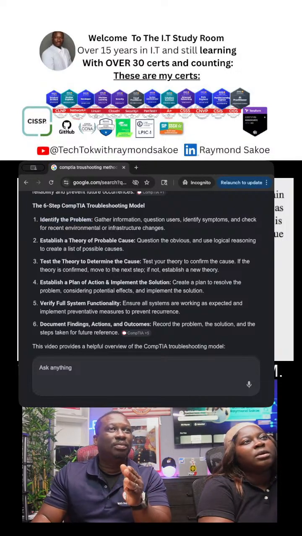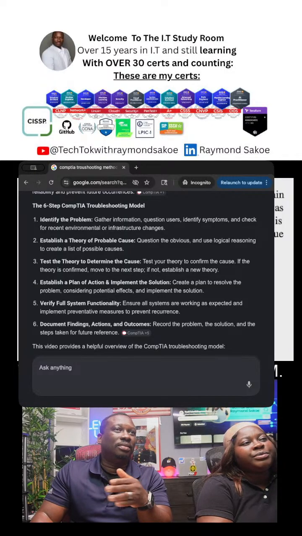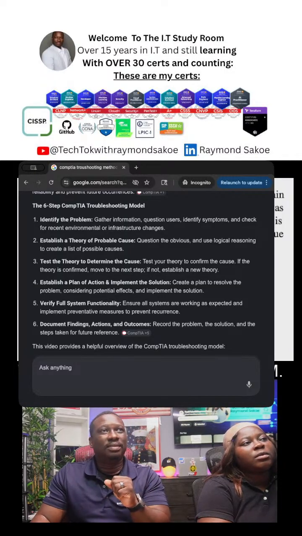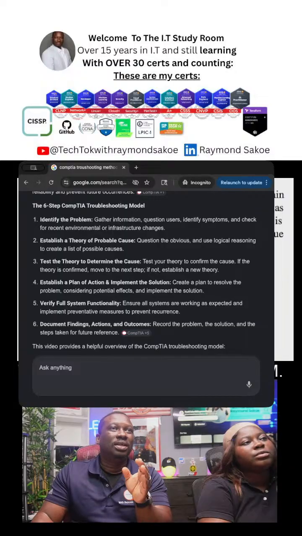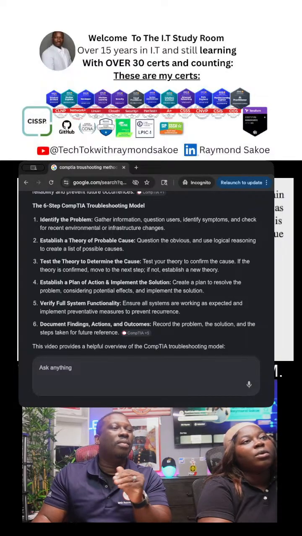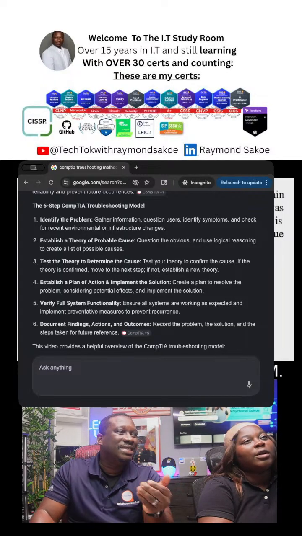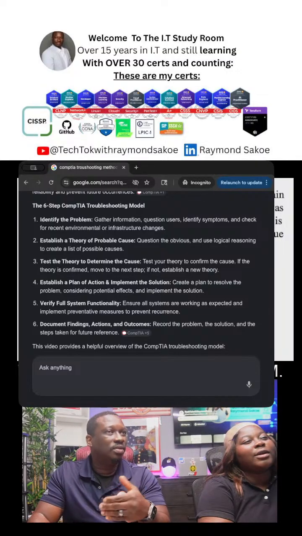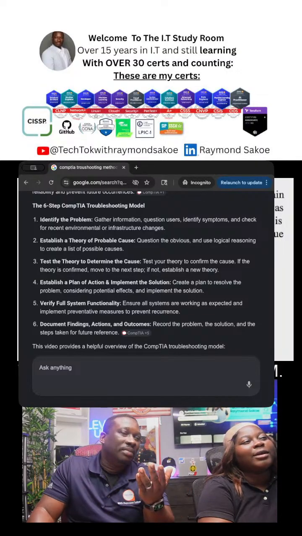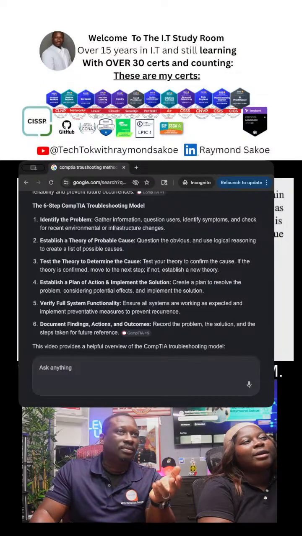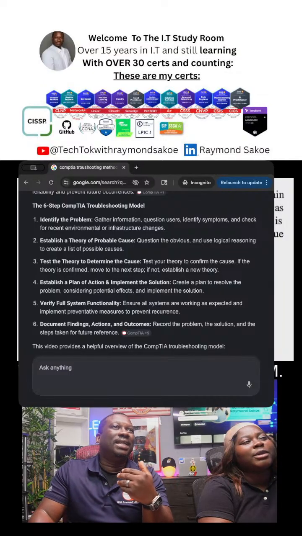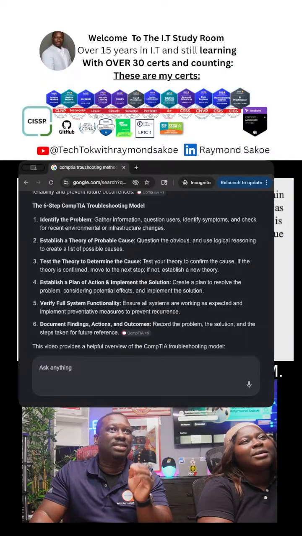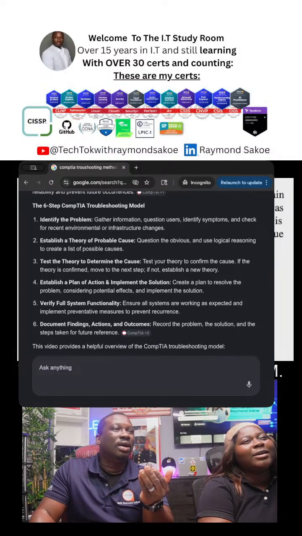So you identify the problem, for example, the internet is not working. Then you establish a theory of probable cause. What might be the reason why the user is unable to connect to the internet? It might be the Wi-Fi, it might be the URL. Then you list all the theories that you have in mind. The next step is to test the theory to determine the cause. What causes that to happen, right?